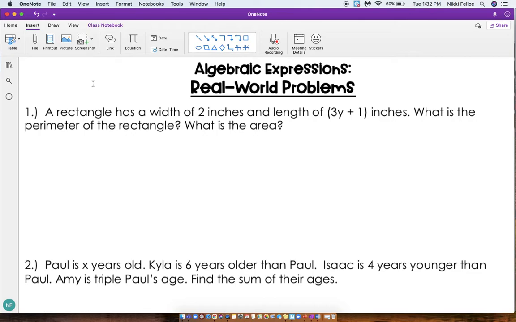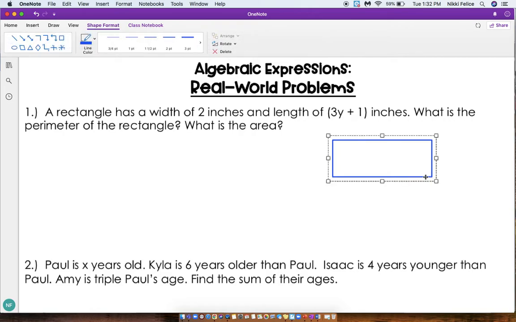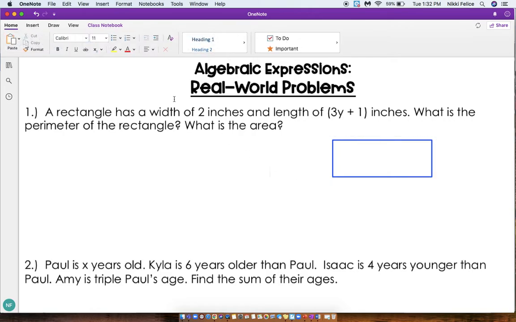Number 1 says, a rectangle has a width of 2 inches and a length of 3y plus 1 inches. What is the perimeter of the rectangle? And then what is the area of the rectangle? Well, we are talking about a rectangle here, but I do not see a rectangle, so of course we should draw our rectangle and label it so that we have a better idea of what to do.